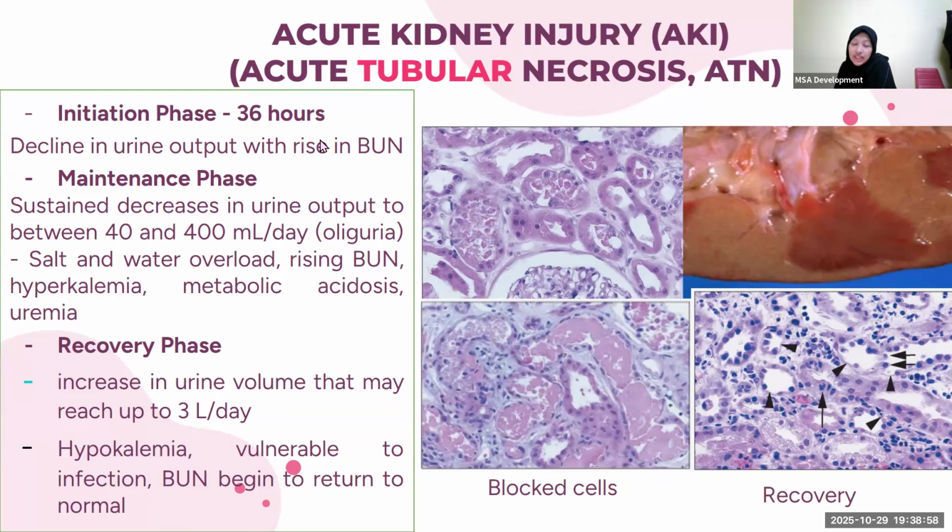The steps of kidney injury are three. So the initiation phase at the beginning, the first 36 hours, is a decline in urine output with a rise in the renal function tests, BUN.